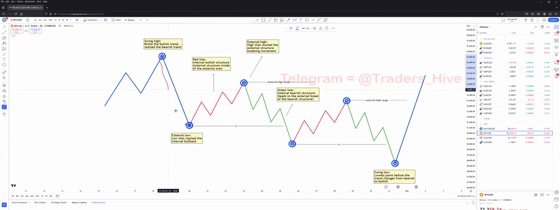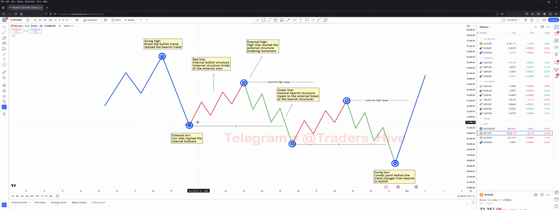Price is coming down, creates a reversal right here. This will be the first external low point. This is an external low point because this is the external structure, the overall bigger structure. We call the internal structure internal because it's inside of the overall external structure. And obviously, the name speaks for itself. It's inside of the external one. That's why we call it internal.